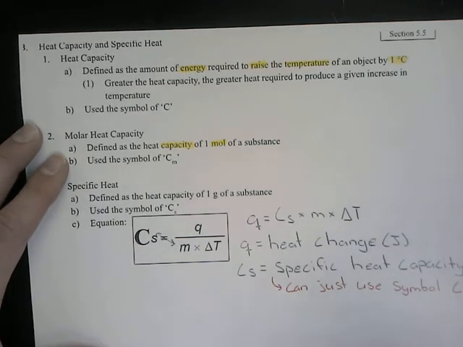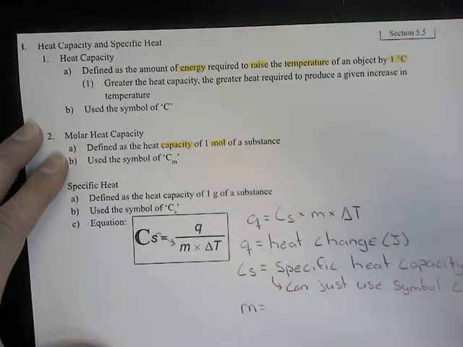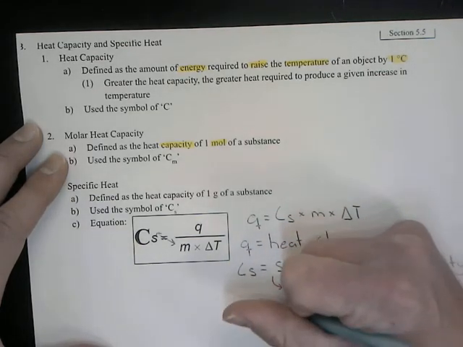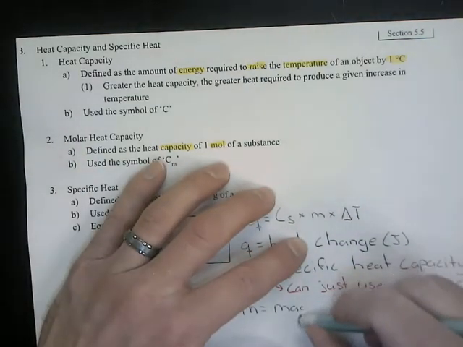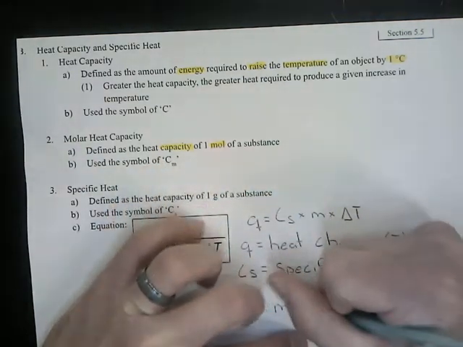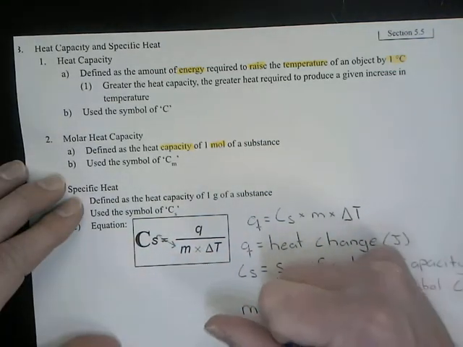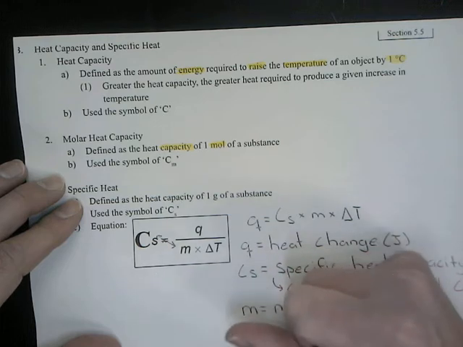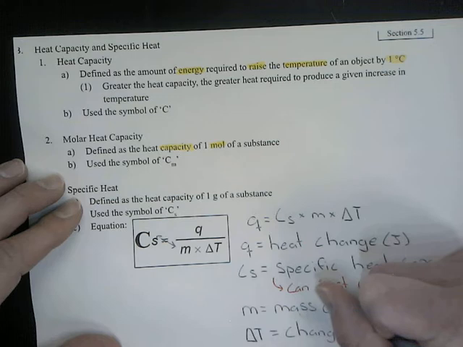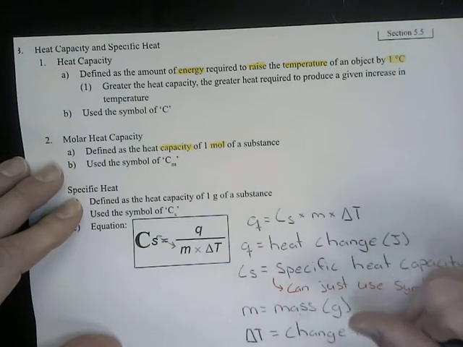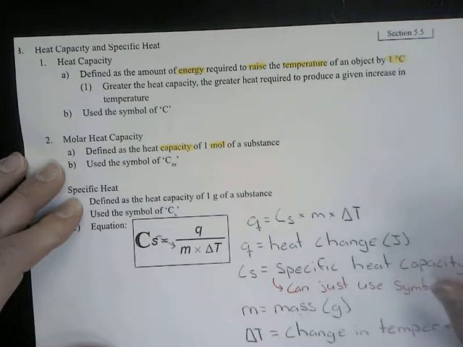And then our M is the mass of our specific item or object we're looking at, and that needs to be in grams. And again, that is in grams, okay? And then our delta T is our change in temperature, and I've said it before, but I'm going to say it again, and we're going to actually start utilizing this in our equation here.